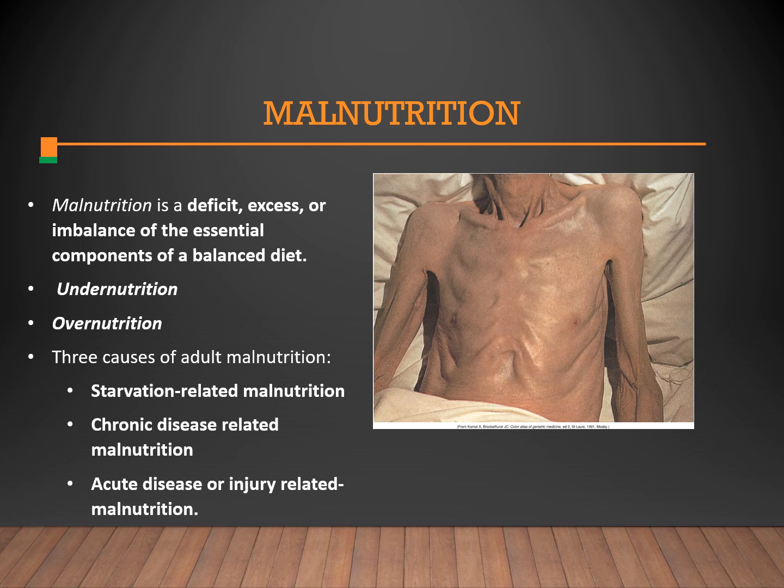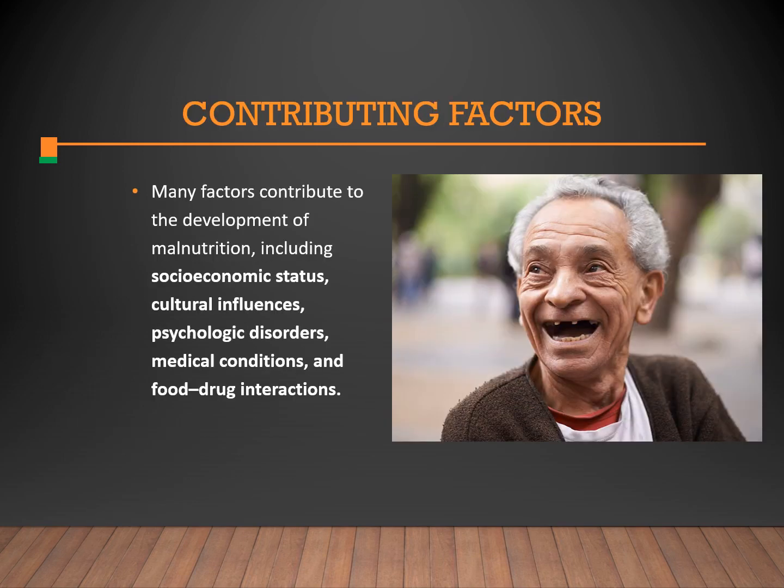Undernutrition occurs when the nutrient reserves are depleted and nutrient and energy intake are not sufficient to meet daily needs or added metabolic stress. Overnutrition refers to the ingestion of more food than is required for body needs, such as obesity. There are 3 causes of adult malnutrition: starvation-related malnutrition, chronic disease related malnutrition, and acute disease or injury related malnutrition. There are many contributing factors that can really cause the development of malnutrition.